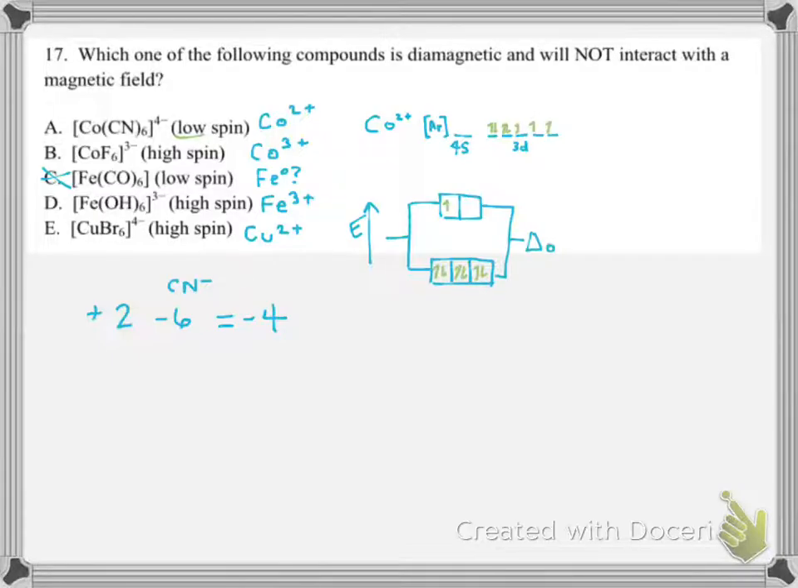Okay. And so here we do have an unpaired electron. And so this would be paramagnetic. Okay. And it would interact with the magnetic field. So A is not an option.